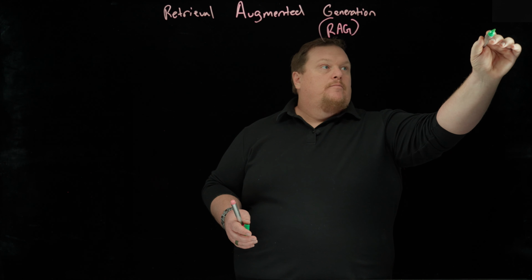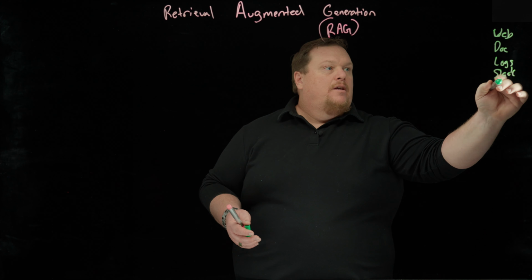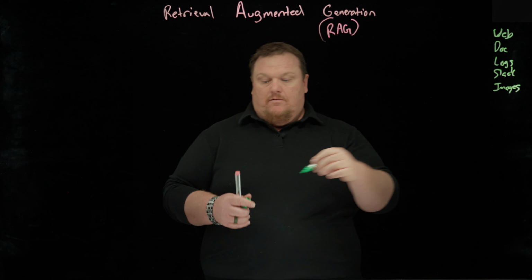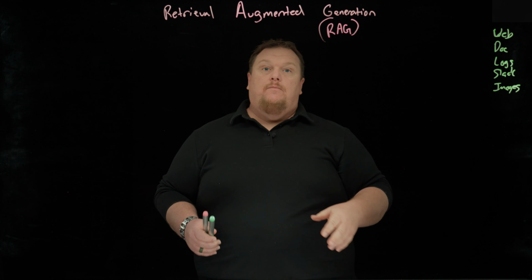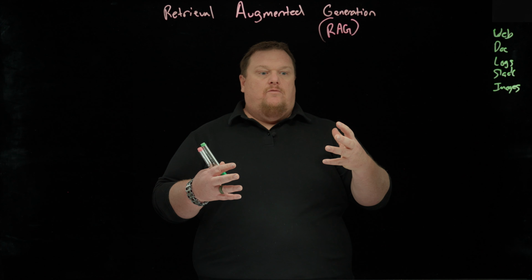So web, if there's a web search that it does, any kind of documents, logs, Slack, images, any of this, and dozens of things I'm not even thinking of right now, can either be searched or you can input it into an AI system through the prompt and ask it questions.